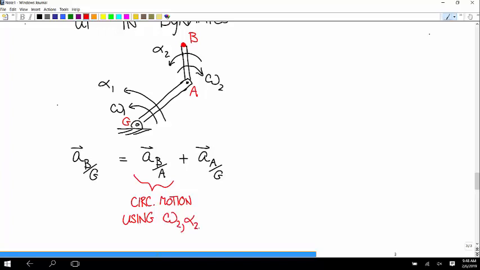Okay. So what we're doing is kind of assuming for a second that this point is fixed and just calculating the acceleration of B. And so we forget about these and just assume that this point is fixed and that this point is accelerating around there, right? And then we add it to the acceleration of A, and that's also circular motion. That depends on omega 1 and alpha 1.